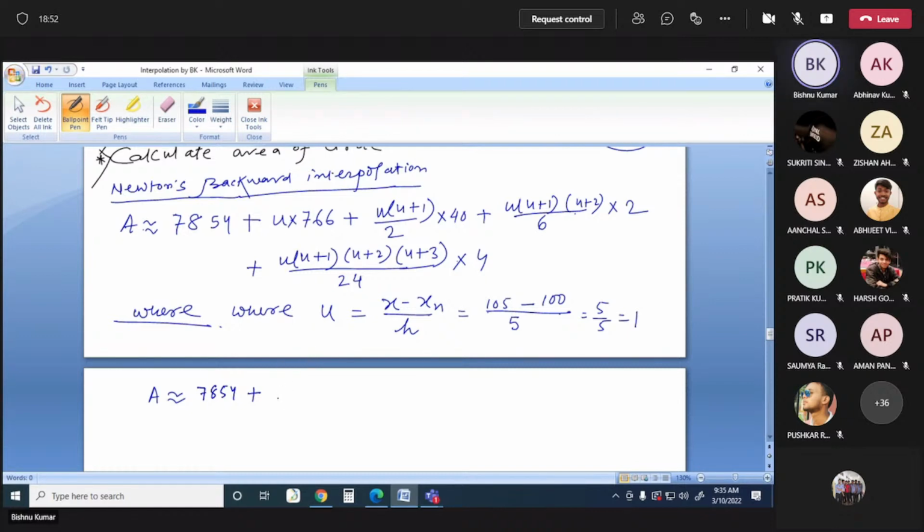U means 1 means 766. U1 means 1 into 2, 1 by 2 means 40. This is U is 1 means 1, 2, 3. 6 by 6 means then 2 plus. This is U 1, 2, 3, 4 means 24 by 24 means cancel, only 4 is there.